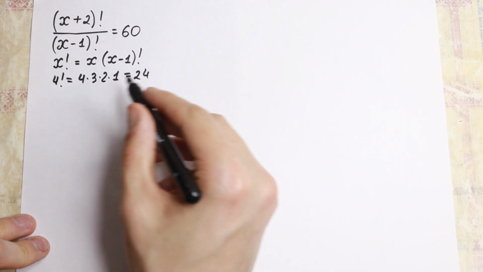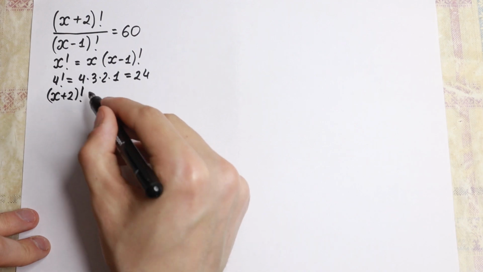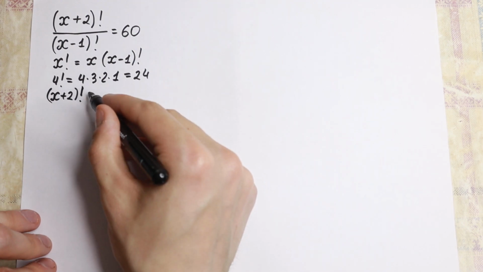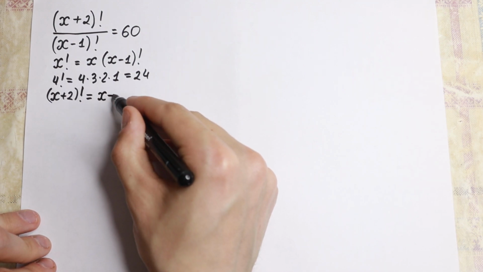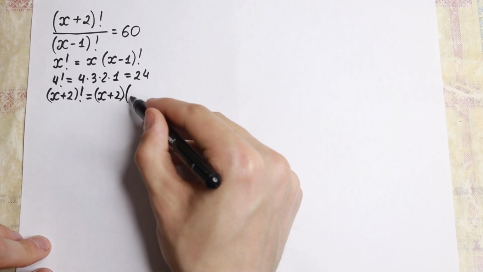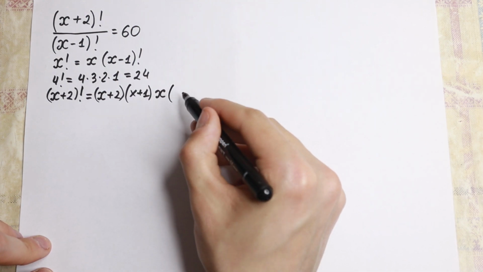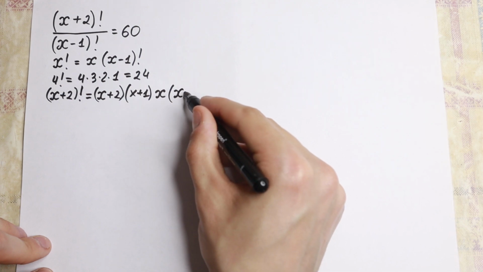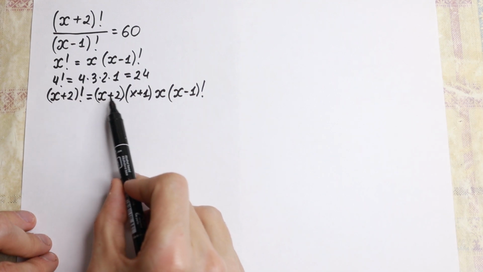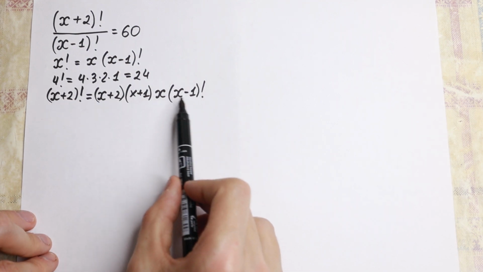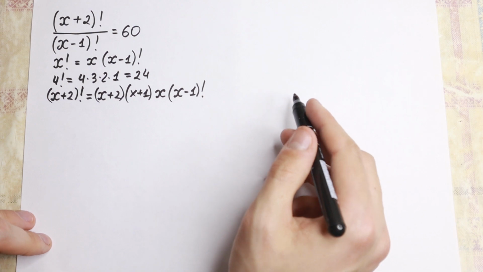But in our case, we need, for example, if we have (x plus 2) factorial, it will be equal to x plus 2, and the previous one, x plus 1, times x, times (x minus 1). And of course, I don't want to write all the elements, so I write (x minus 1) factorial. This works because right here we have the previous element, and I don't want to write about the others, so I leave it like that. So (x minus 1) factorial. I hope you understand this step.